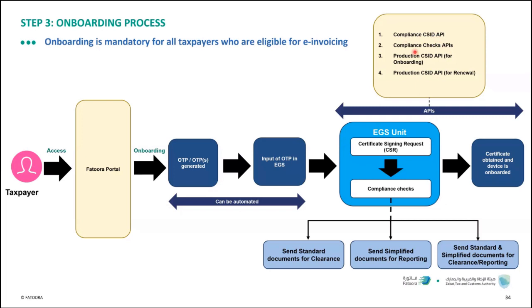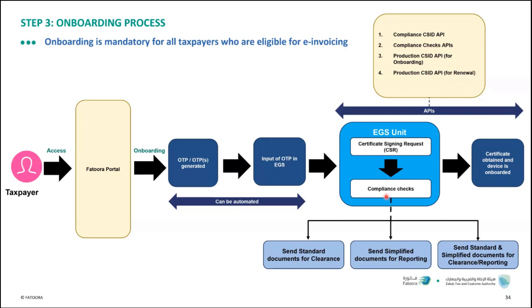Steps in sequence: compliance CSID to submit for the compliance checks. Once you have passed the checks, you'll be able to produce a production CSID. This is the onboarding step. And then later on, once the CSID is expired, you can renew it through this command.